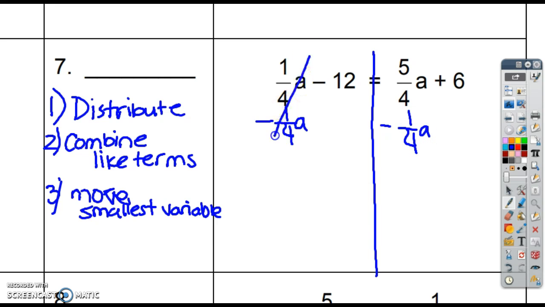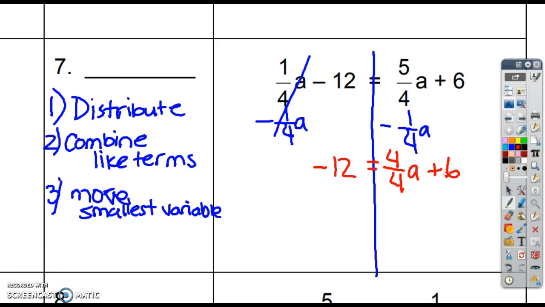Okay, on this side it cancels. I can bring down my negative 12. My equal sign follows the line. 5/4 A minus 1/4 A is 4/4 A. Okay, and I can bring down my positive 6.